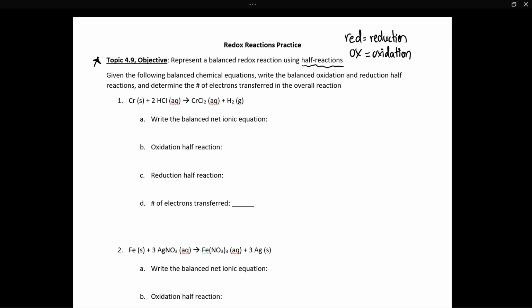All right, so let's do a quick review of what reduction and oxidation is. So remember, there's a couple tricks we have to remember what it means to be reduced or oxidized. One of those tricks is OIL RIG, and that means oxidation is loss. So in oxidation, you lose electrons. Reduction is gain. So in reduction, you gain electrons. So these redox reactions involve a transfer of electrons, and one element's going to lose electrons, another one's going to gain electrons. So let's look at some of these reactions down here.